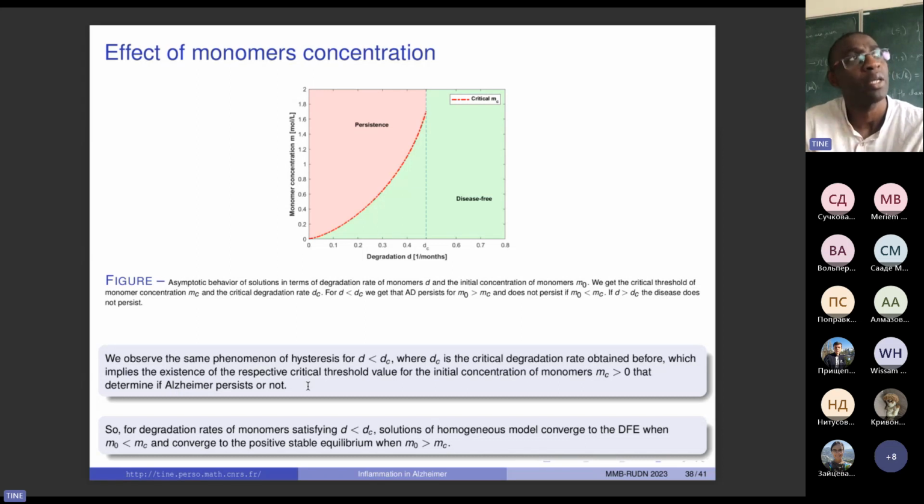So also we can investigate the persistency or not of Alzheimer's disease when we choose the minimal concentration of monomers, right? So what we have here as a conclusion is that for a degradation rate of monomers satisfying D lower than DC, the solution of the homogeneous model converges to the disease-free equilibrium when M naught is lower than MC, and it converges to the positive equilibrium when M naught is greater than MC.